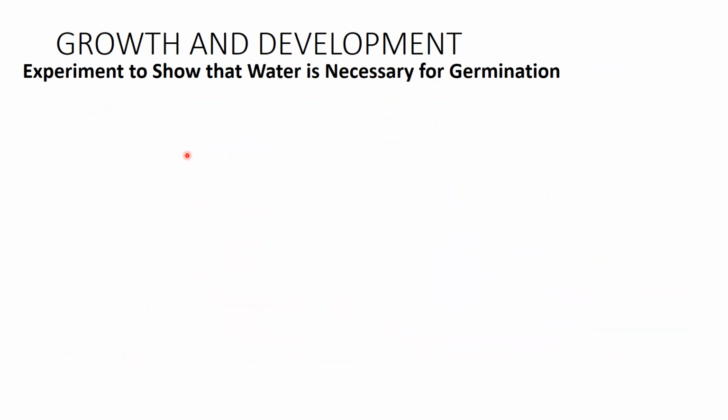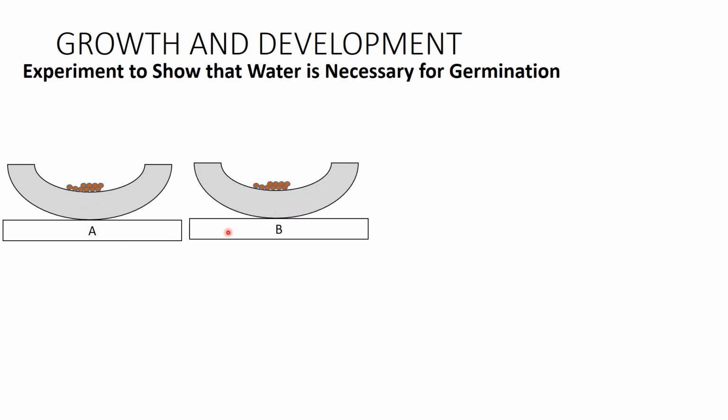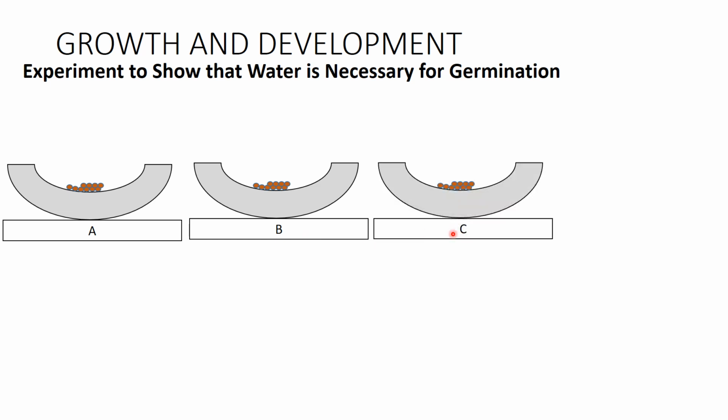Next, we look at experiments to show that water is necessary for germination. So we're going to have this setup using petri dishes. We're going to have some seeds on this petri dish. We're going to label it as A. We're going to have another petri dish. We're going to label it as B. We're going to have another petri dish. We're going to label it as C.